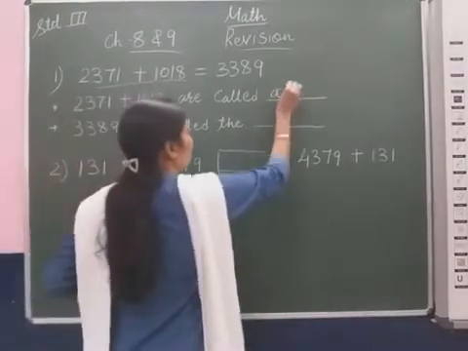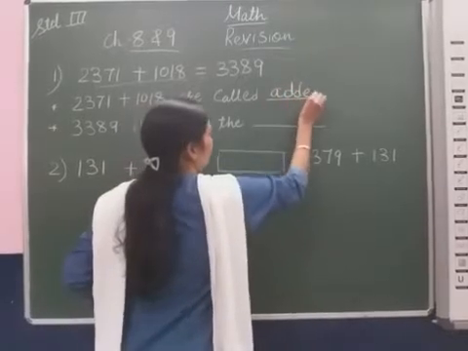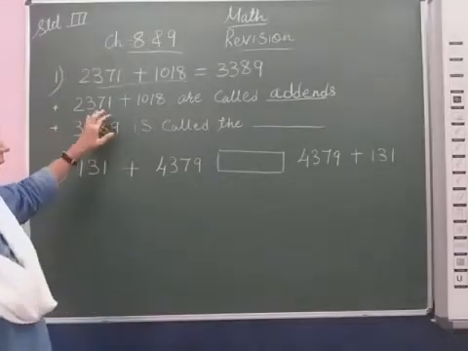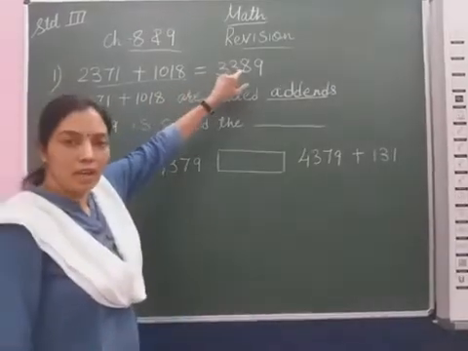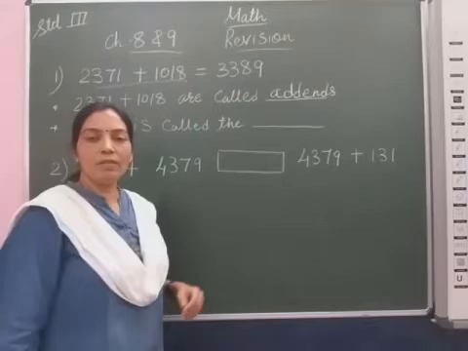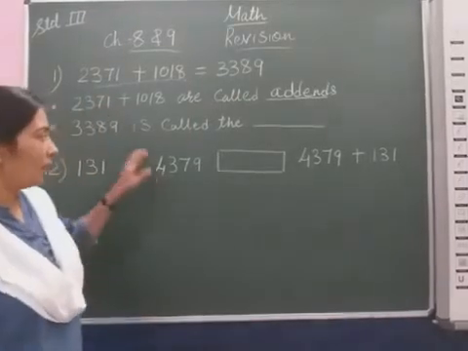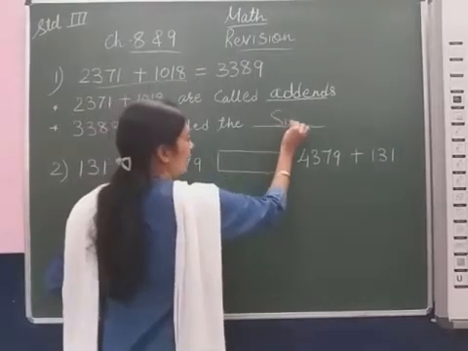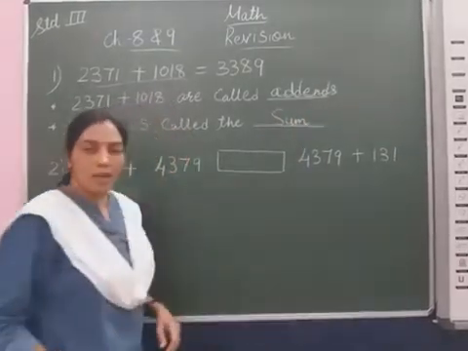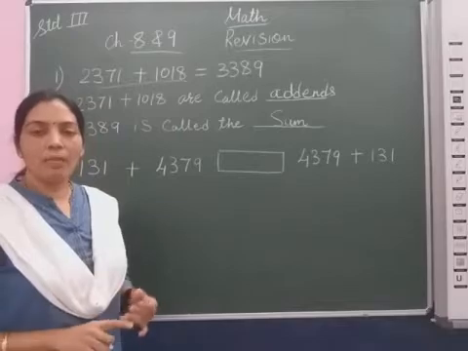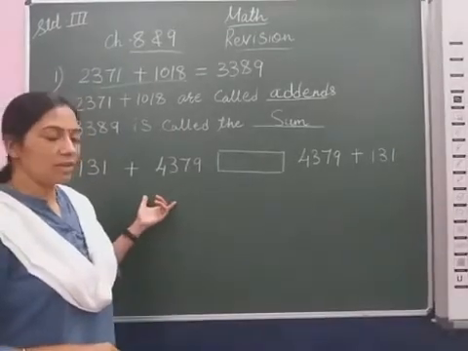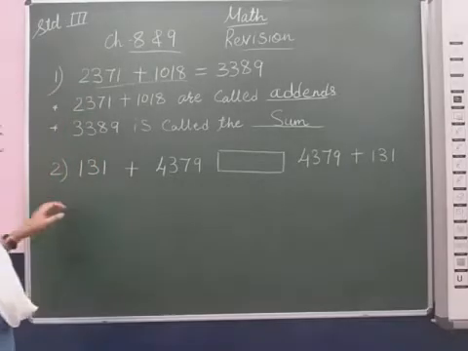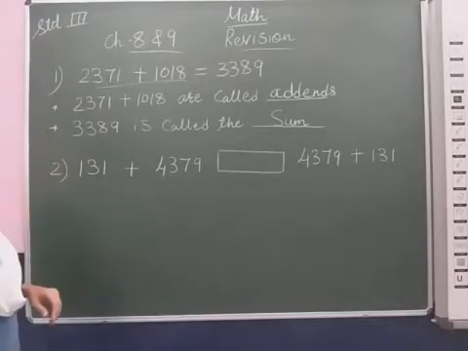These are the addends, and here we find the answer. In addition, when we find the answer, we call it the sum. In addition, we always find the sum. In subtraction, we find the difference.